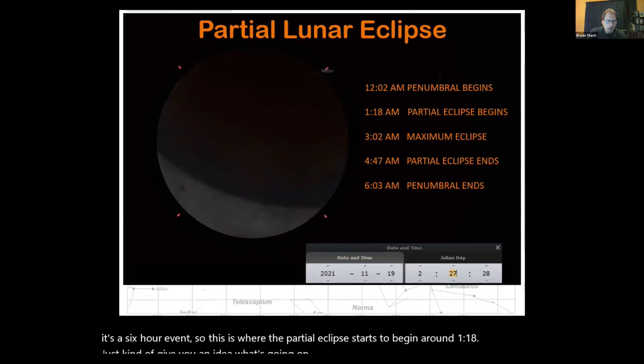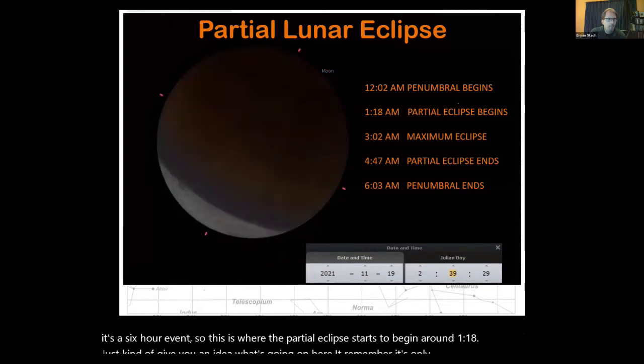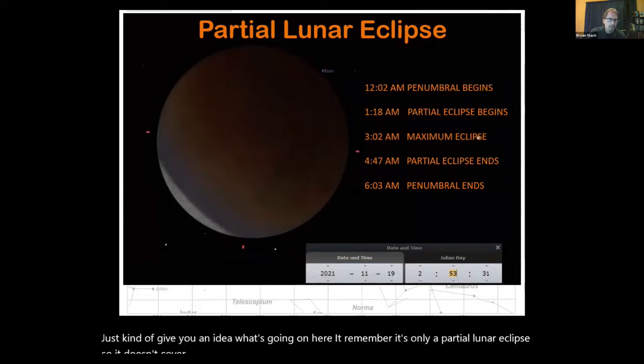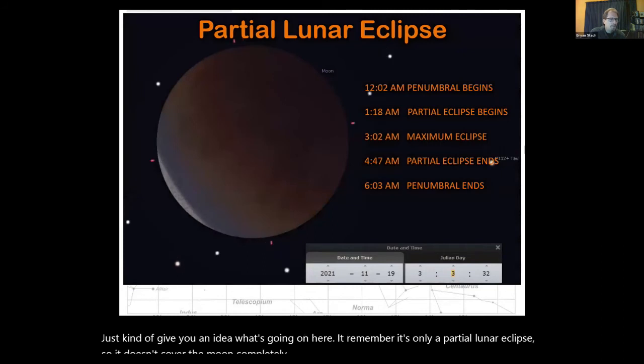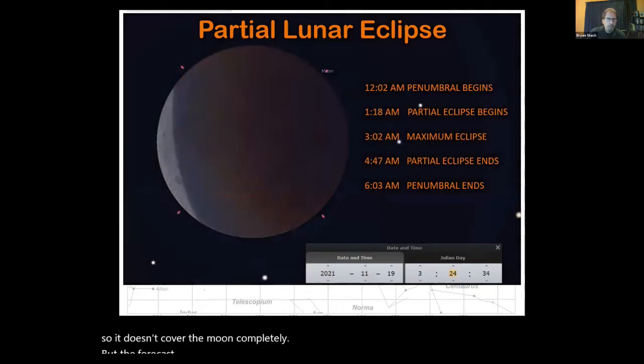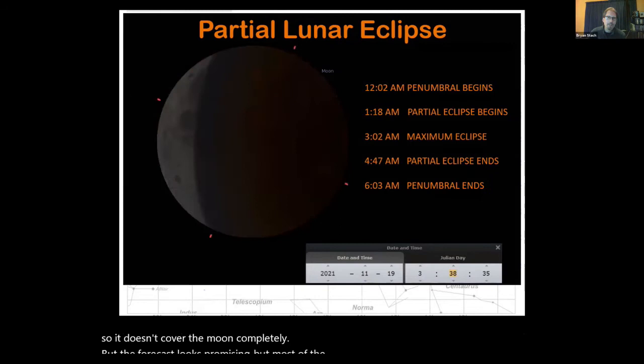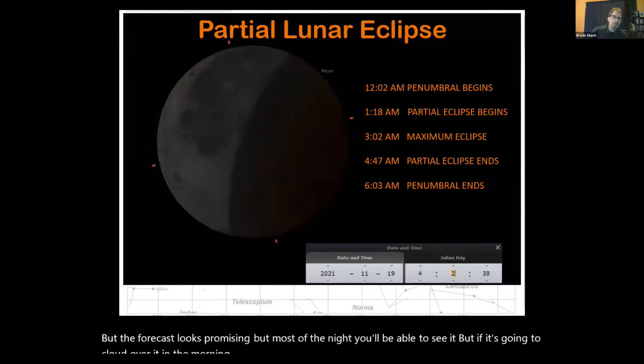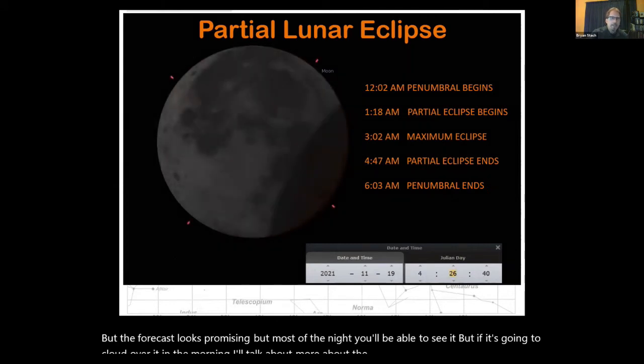Remember, it's only a partial lunar eclipse, so it doesn't cover the moon completely. But the forecast looks promising, and for most of the night you'll be able to see it. But it may cloud over in the morning. I'll talk more about the weather later. As you can see, it's going to be a 6-hour event.